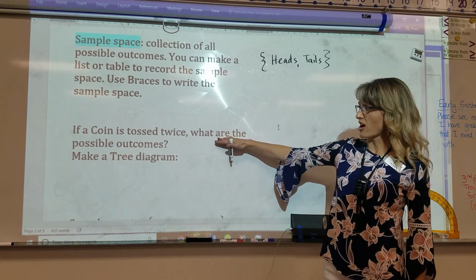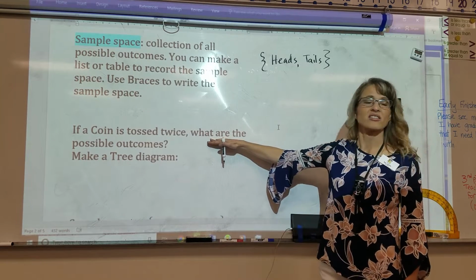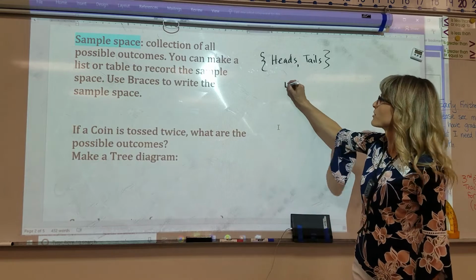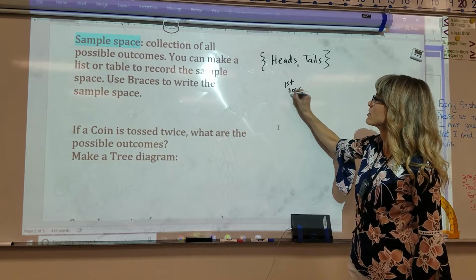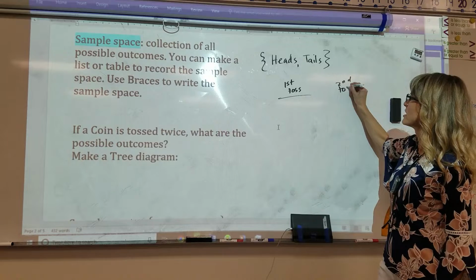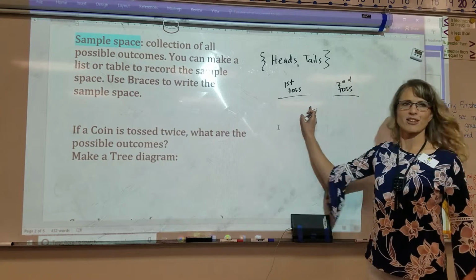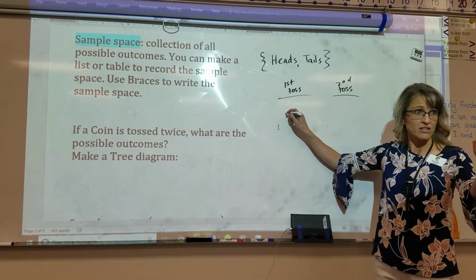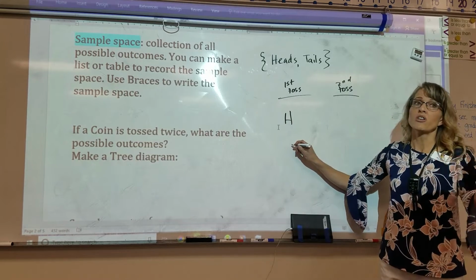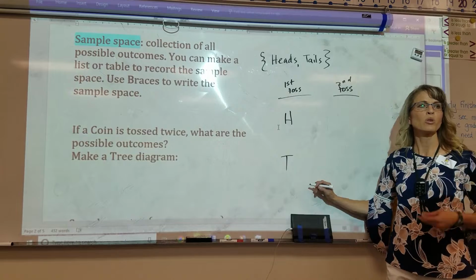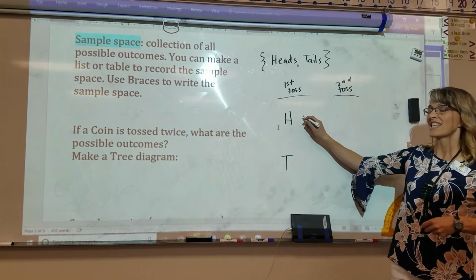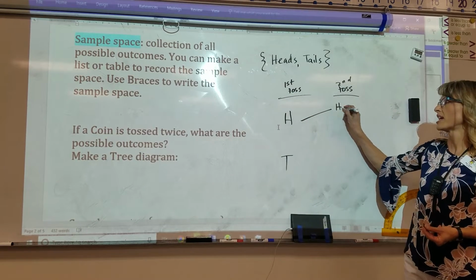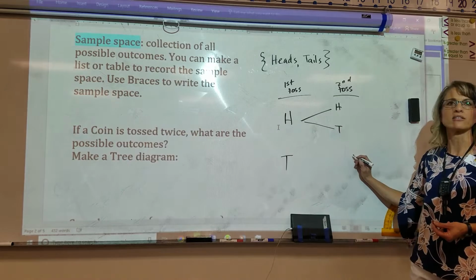So we're going to talk about the coin drawing. If a coin is tossed twice, what are the possible outcomes? All right, so let's do a first toss and a second toss. We're going to make what they call a tree diagram. Some of you will go, oh yeah, I've seen this before. So the first toss, we might get a heads, right? But we also might get a tails. Well, let's go with the first one. We got a heads, then I toss it again. I might get a heads, I might get a tails.